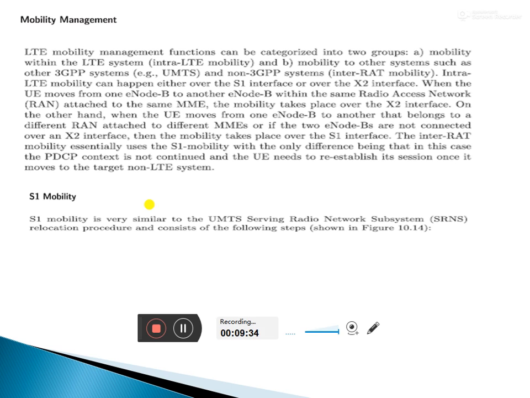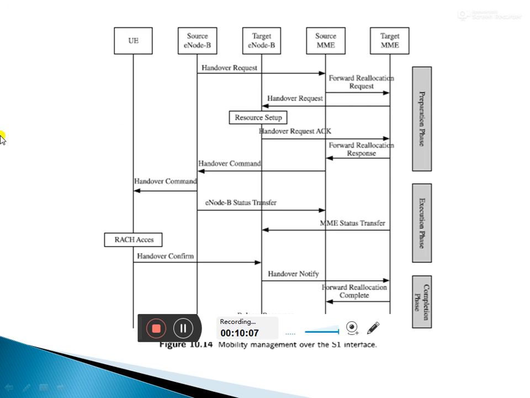In mobility management, many managements come: UE, MM, and X2 and S1 mobility management. See how it works one by one. First you have to come to the S1 mobility, which is very similar to UMTS, the Universal Mobile Telecommunications System. The radio network subsystems, the serving radio network subsystems, are there. According to those systems, you have to see the mobility management.